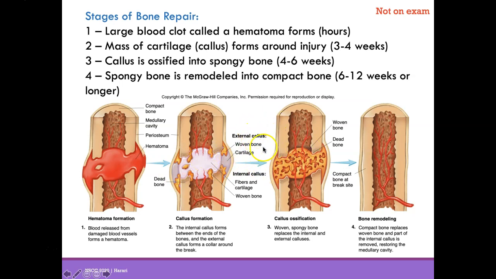After about 4 weeks, you start ossification, so the cartilage becomes bone again. You start getting blood vessels penetrating through that ossified bone. It's still spongy bone. But then the next step is the remodeling process. The spongy bone finally gets remodeled, where you have a good medullary cavity like you should, and you have the compact bone around the cortex. And this, again, could take up to 12 weeks for a full bone repair.